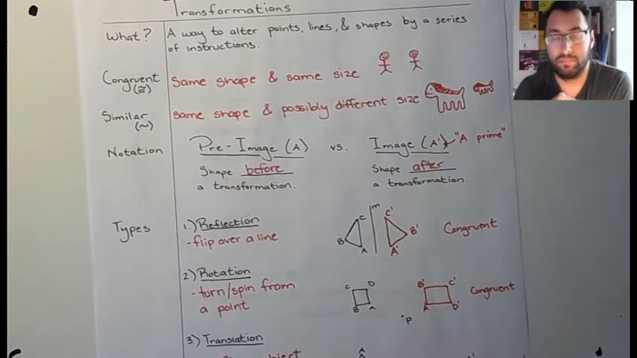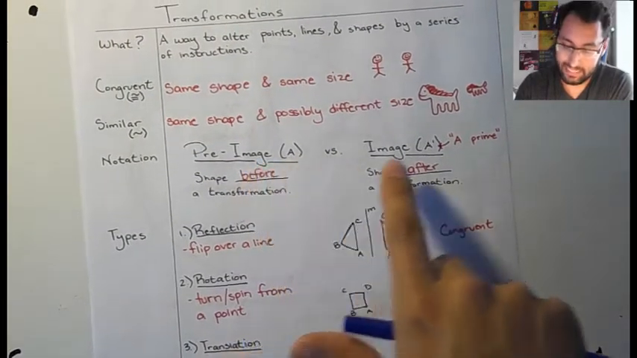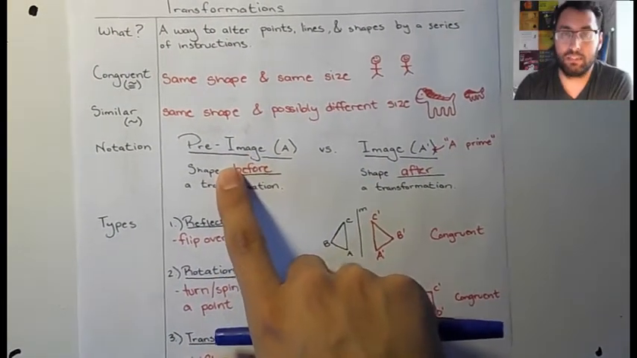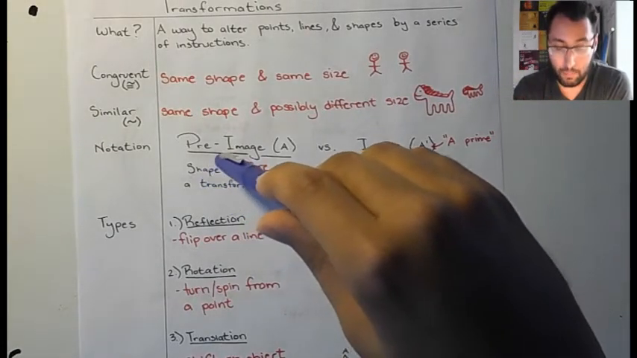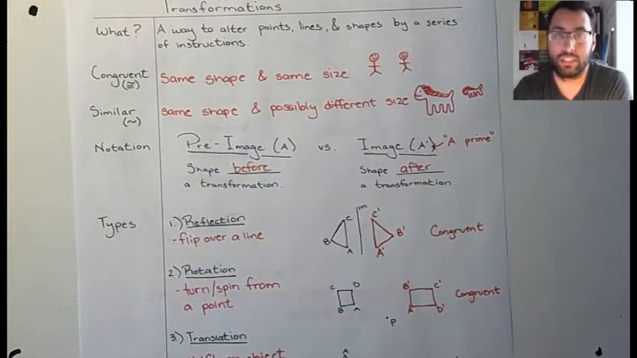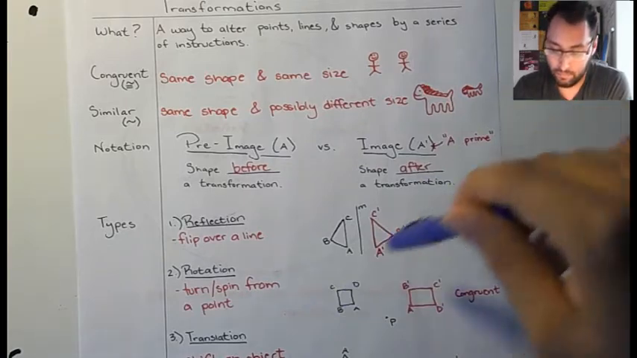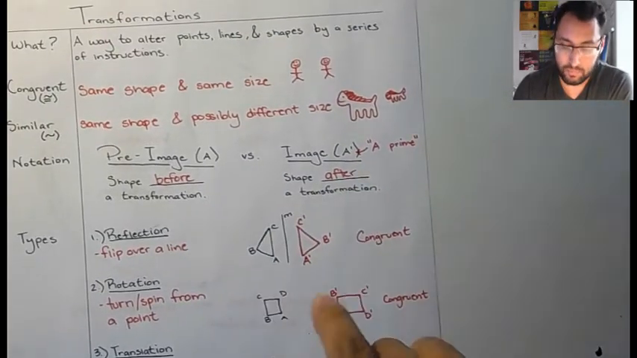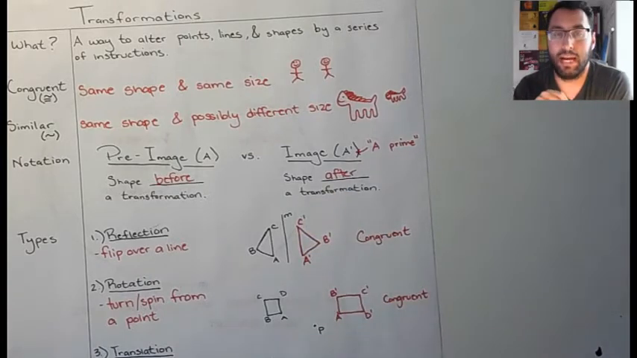Okay, the notation. There are two notations. One that's going to be represented as the pre-image, and then the image. So a pre-image typically will label shapes or the angles with a letter. A pre-image is the shape before a transformation. A letter for that could be A. The image, so we have pre-image before, we have image for after, a shape after a transformation.